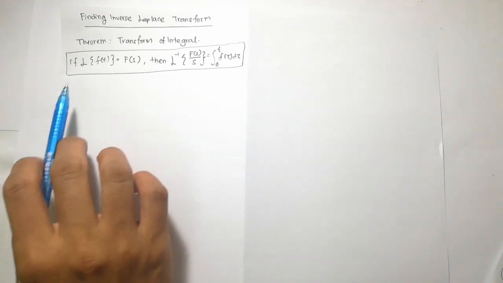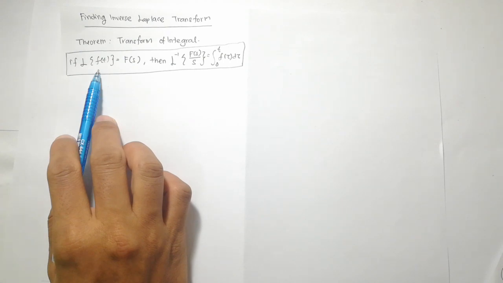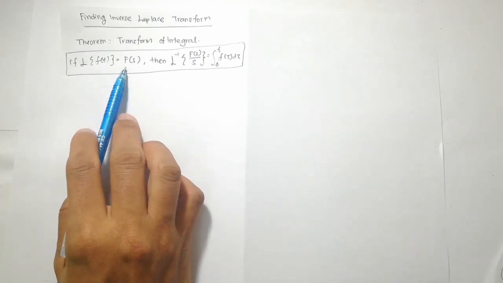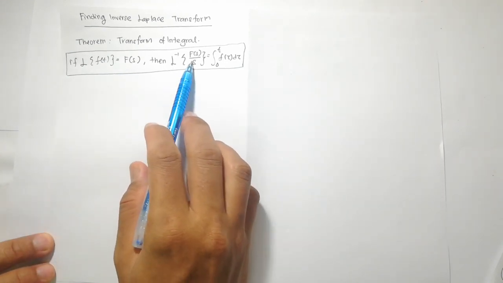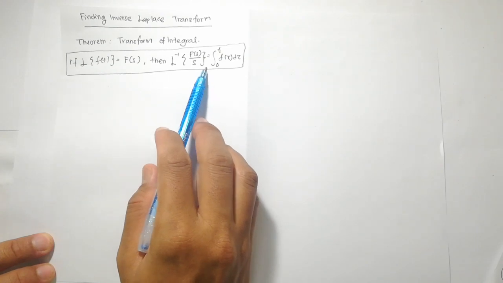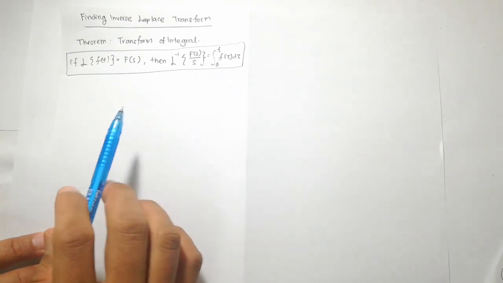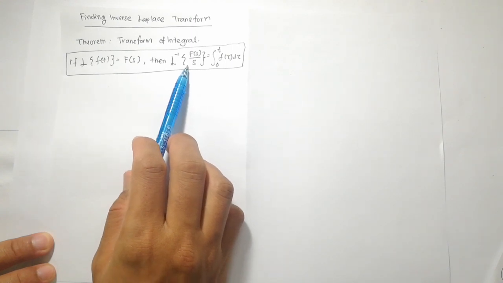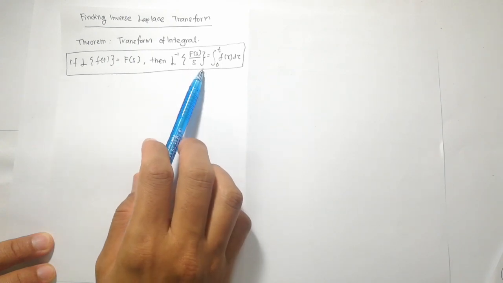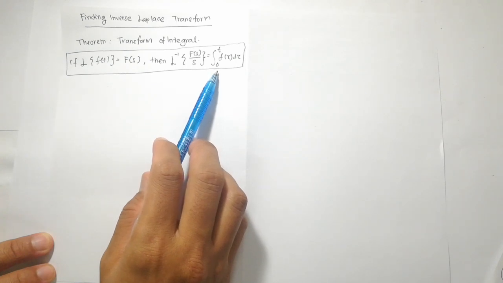So in this theorem, we have a Laplace transform for function f(t) equal to F(s). Then our inverse Laplace transform for F(s) divided by s is equal to the integration of f(tau) d tau. So what it means is that if we divide our function in s domain with s, then in time domain we will integrate the function.